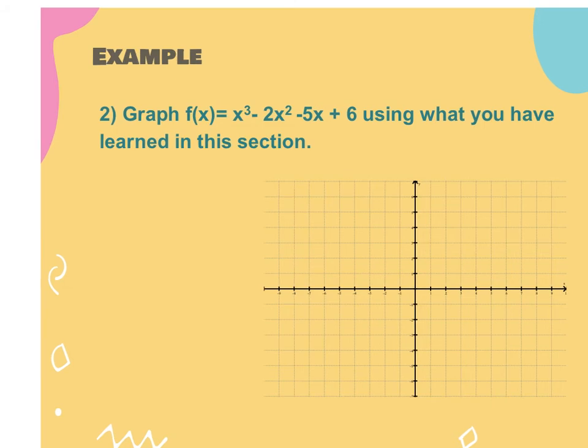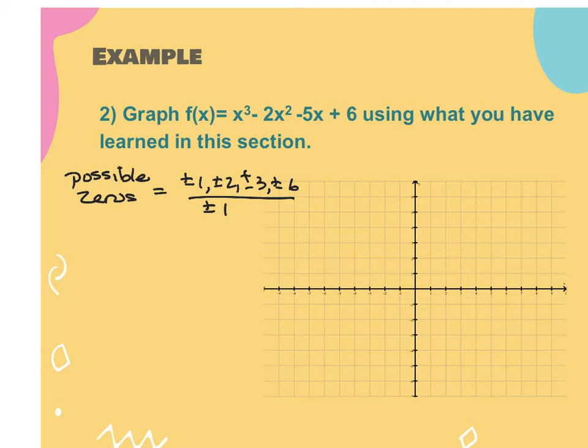Again, I'm going to key this into Desmos so I can figure out which zero to use. If I were not using Desmos or a graphing utility, then you would make your list of possible zeros to know what numbers to use in your synthetic. So plus and minus 1, 2, 3, and 6 over plus and minus 1. So negative 1, 1, negative 2, 2, negative 3, 3, negative 6, 6. These are the list of possible zeros.